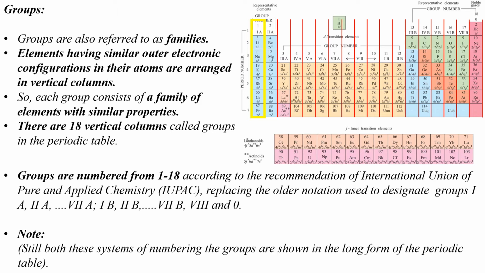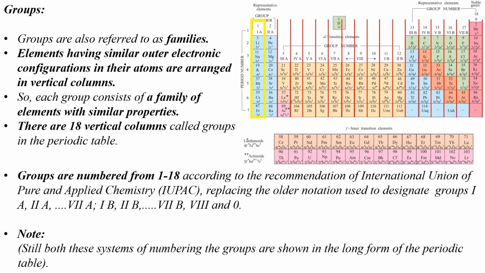Since they have similar outer electronic configuration, they are arranged in a vertical column called group. They constitute a family of elements with similar properties. Clear? Now with this, what do you understand? Elements with similar outer electronic configuration constituting a group exhibit similar properties. Now there are 18 vertical columns called groups in the periodic table.